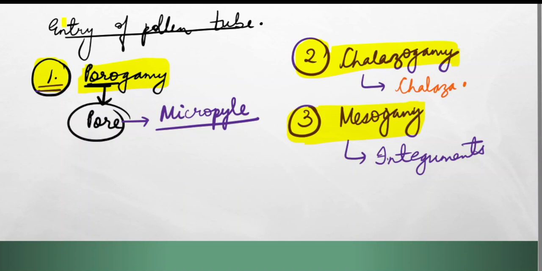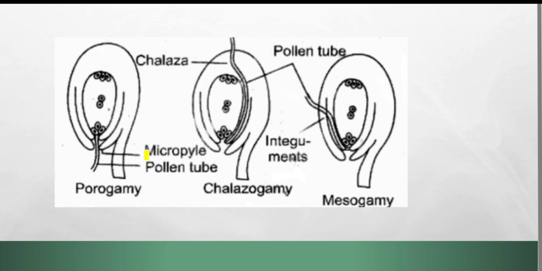So this was the entry of pollen tube. Now I will show the diagram. If you can see here, in the micropylar end I will draw this pollen tube in pink color. Can you see this pink color? It is entering from the micropyle. So we are saying it as porogamy. Again I will draw it. See here, can you see that it is entering from the chalaza?